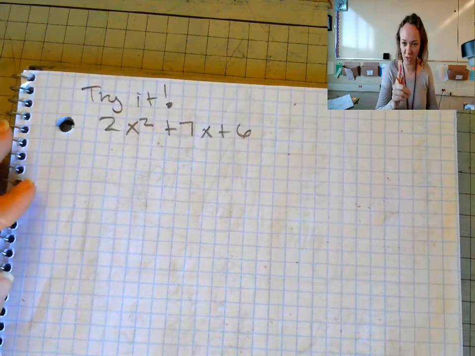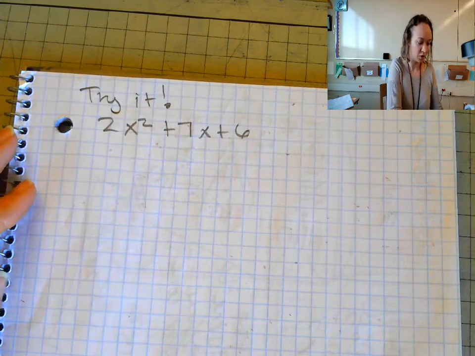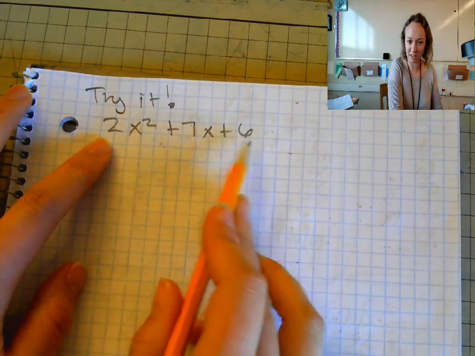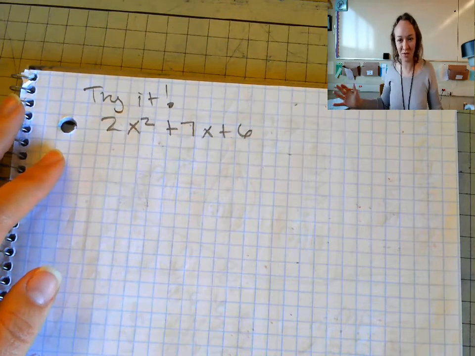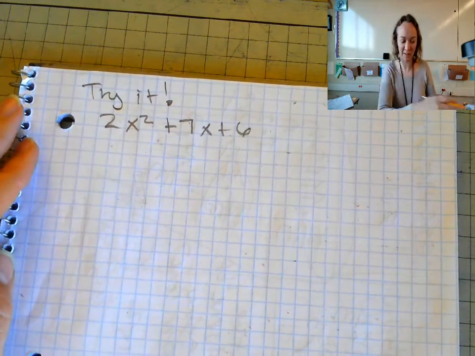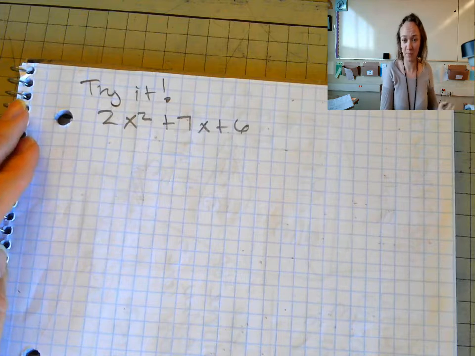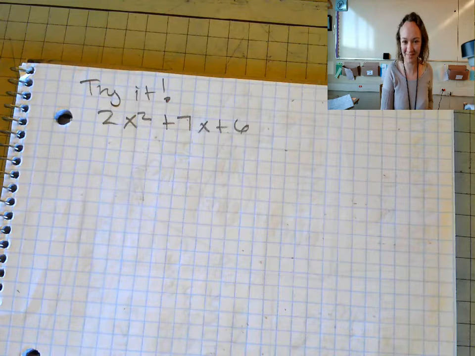Okay, we're going to do another one, and then you'll have your practice problem. So you're going to try it. 2x squared plus 7x plus 6. Follow your notes. Rewatch the previous stuff if you need to. See if you can get all the way through. And then I'm going to go through it much quicker this time. Okay? Pause and try this one, please.